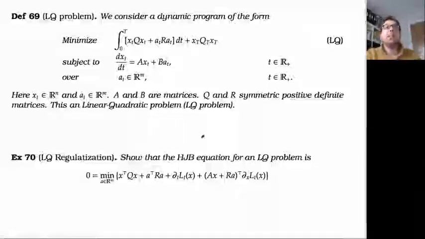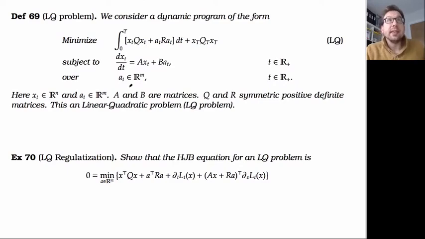We're going to consider an example of a continuous time dynamic program. This is something called LQ regularization, or linear quadratic regularization. The way the state is going to evolve is essentially going to be a linear combination of the current state and action chosen, and we're going to worry about minimizing some sort of quadratic cost. You can think of a quadratic cost being sort of a distance between where we are and where we want to be.